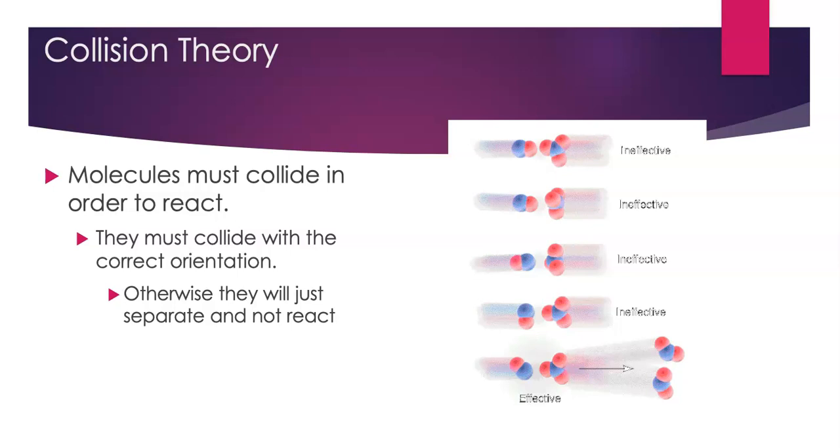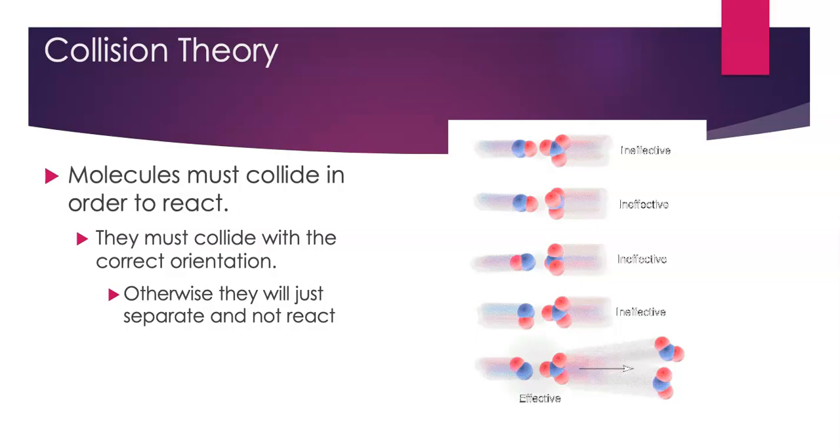I've got two particles that are colliding. The first four orientations, the way that molecules are set relative to each other, nothing happens. Only when they collide in that fifth orientation do we actually get new materials forming, new molecules forming. Okay, and so this orientation is different for every single reaction. You're not expected to know those for different reactions, but the idea that only certain orientations are going to actually lead to a change is an important idea.